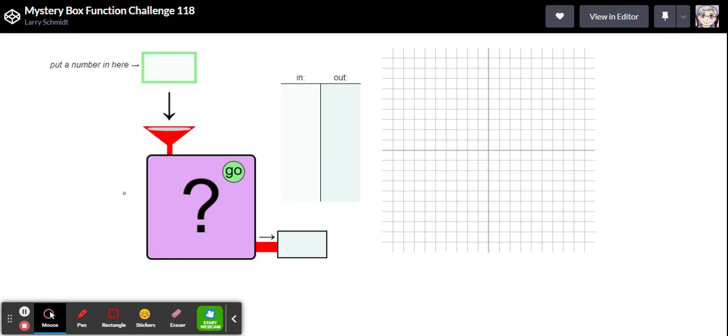In the purple box there's some mystery math and your challenge is to figure out what that is. Use the link in the description, try it out, and when you think you've got an idea, come on back and see if we get the same thing.